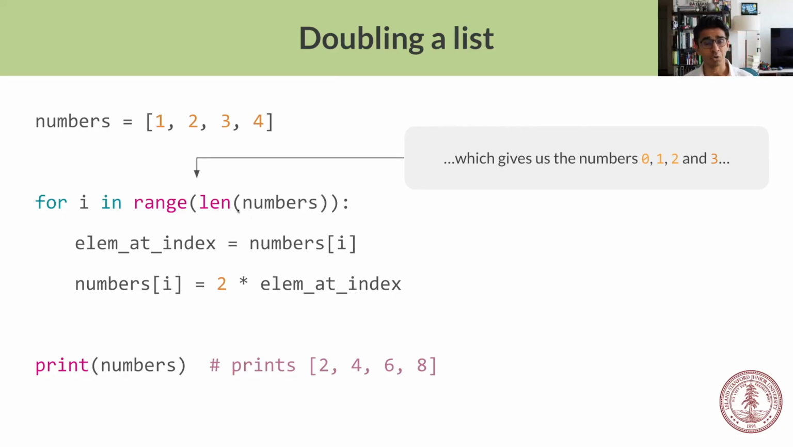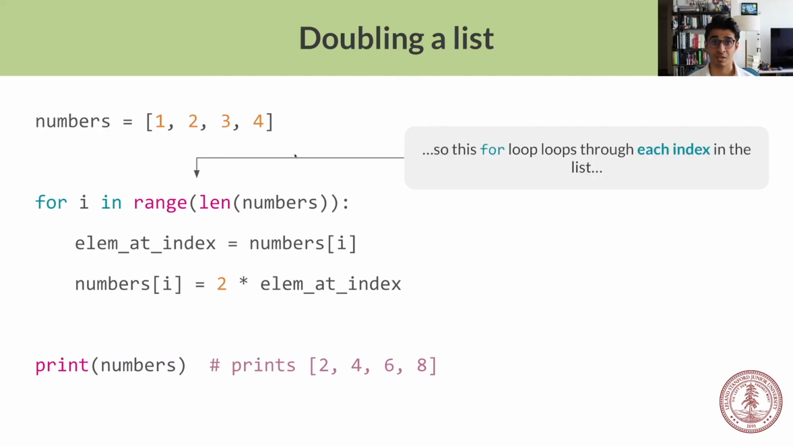So why are those numbers special? Well, they're special because they're exactly the same as the indices of this list over here. This element is the element at index 0. This element is the element at index 1. This element, the element at index 2. And this element, the element at index 3. So what does that mean? It means that this for loop over here is going to give us exactly the numbers we need to be indices in this list over here.